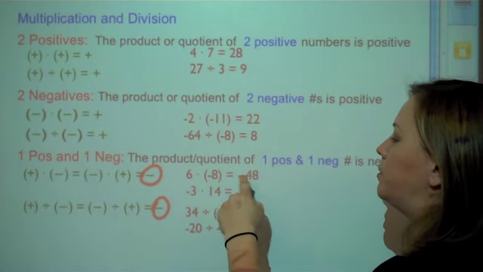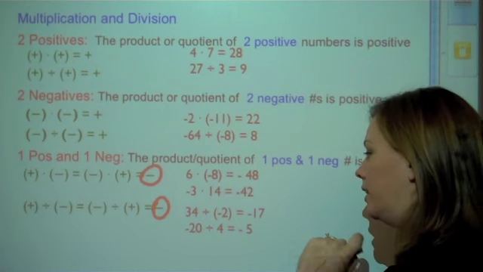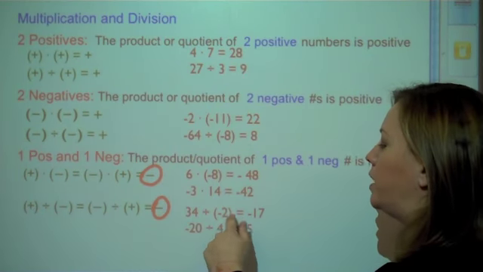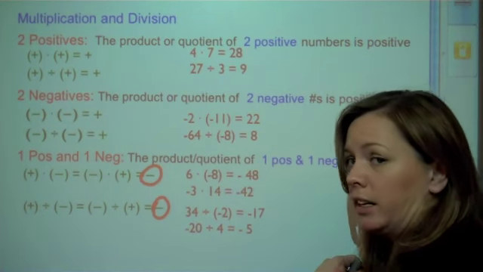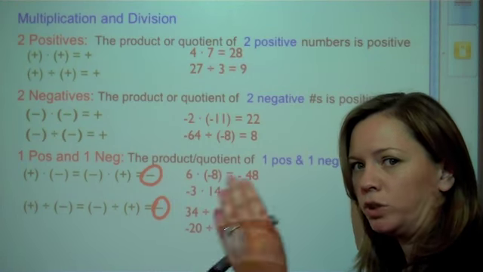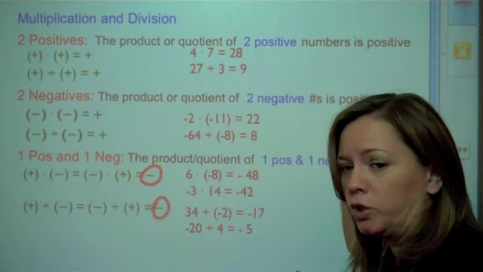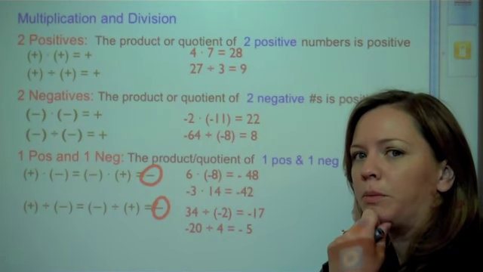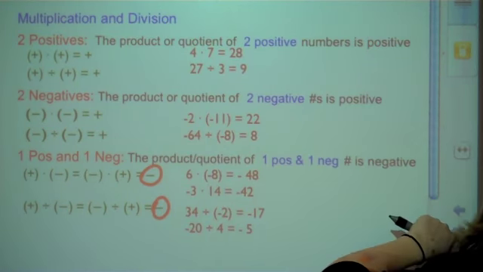So, for example, 6 times negative 8 is negative 48. Negative 3 times 14 is negative 42. 34 divided by negative 2 is negative 17. Negative 20 divided by 4 is negative 5. So these are great little examples just to keep in your notebook as you're working through practice problems with your integer operations, so you can see, okay, well, what's my problem like? Should my sign be positive or negative when I'm done?